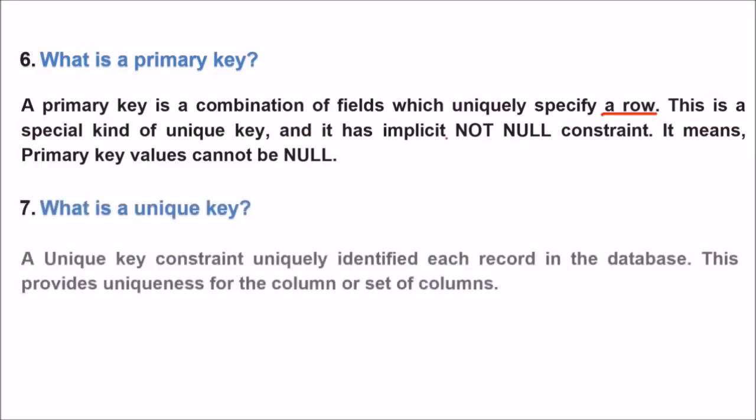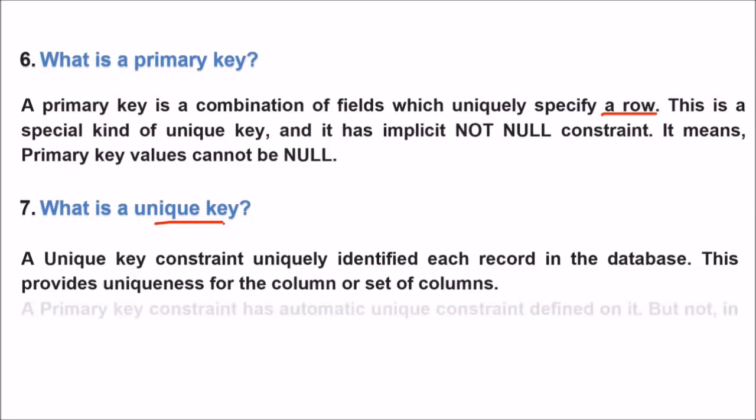What is a unique key? A unique key constraint is used to uniquely identify each record in the database. So this provides uniqueness for the column or set of columns.